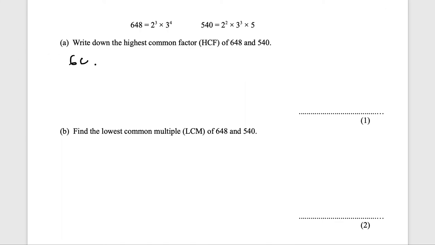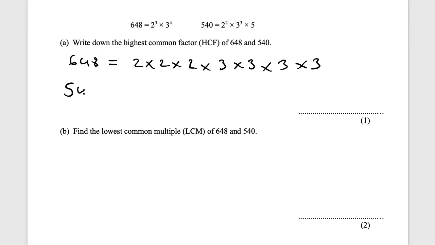So 648 is equal to 2 multiplied by 2 multiplied by 2 multiplied by 3 multiplied by 3 multiplied by 3 multiplied by 3. Let's do the same with 540. 540 is going to be 2 multiplied by 2 multiplied by 3 multiplied by 3 multiplied by 3 multiplied by 5. To work out the highest common factor, which ones come in each?